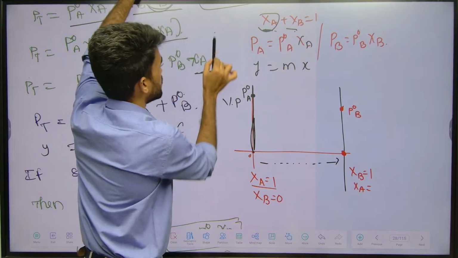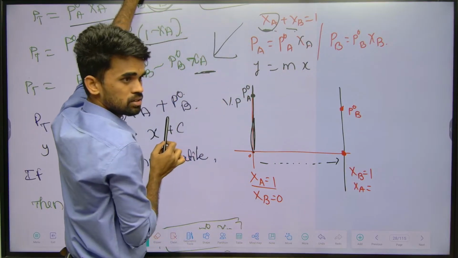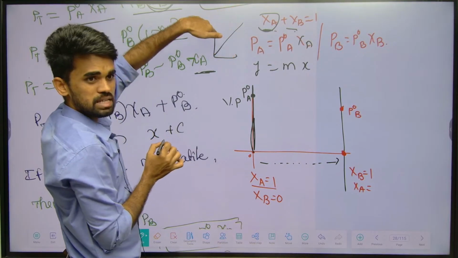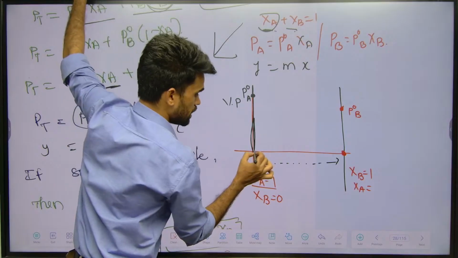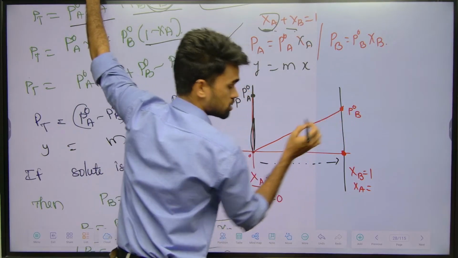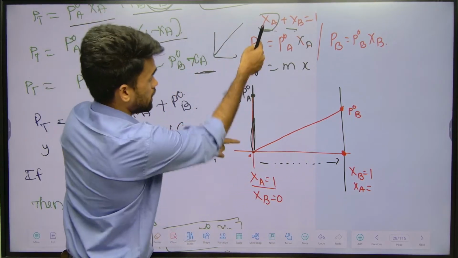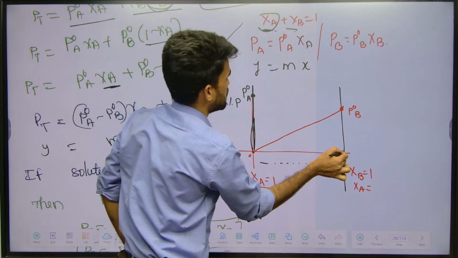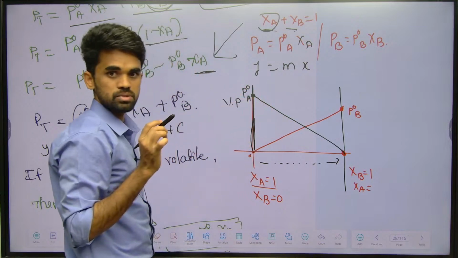Something like, see, y equals mx. You know how to draw graphs. Y equals mx means like this only. So it means it starts from here, like this it goes. Okay, for the A graph. Okay, for the B graph, like this it comes.